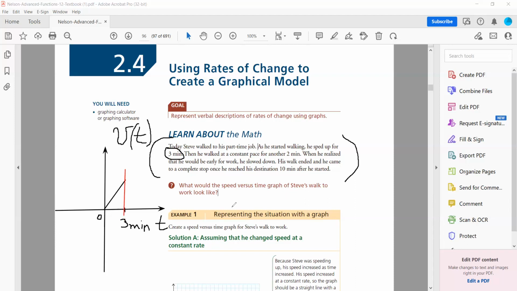Then after this point of time, for another 2 minutes, he walked at a constant pace. So he sped up and then he kept this rhythm. So here we're gonna have a 2 minutes time frame, which makes this point 5 minutes. In this time frame, he was walking at a constant pace, so our graph won't change, right? The velocity is not supposed to change if somebody walks at a constant pace. So Yasser, can you tell me what would be the rate of change in this time interval?